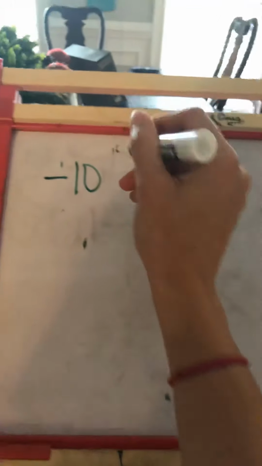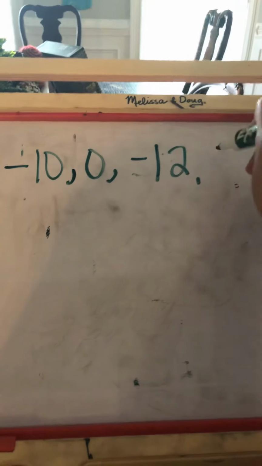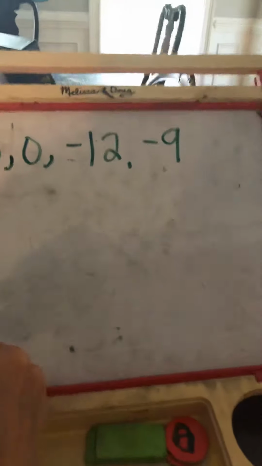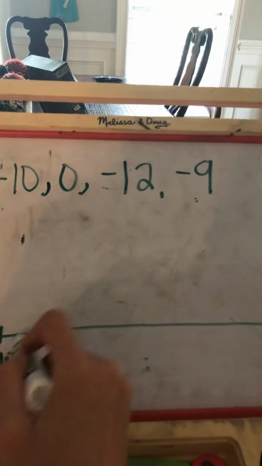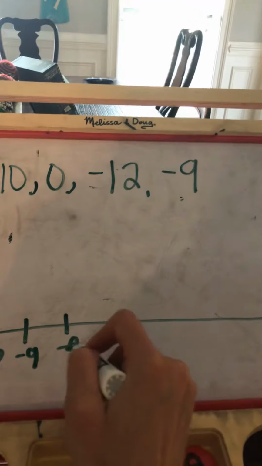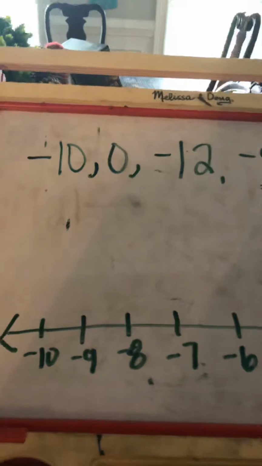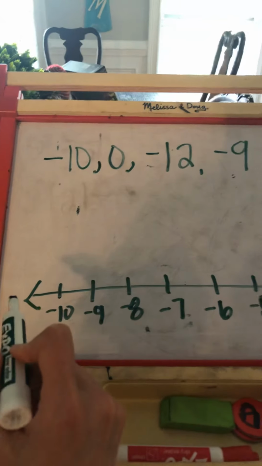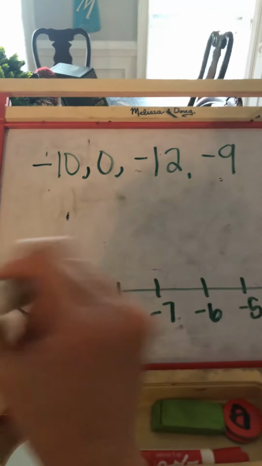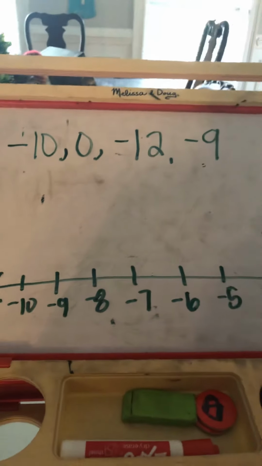So let's say I have the numbers -10, 0, -12, and -9. So again, on my number line right here, I'm just going to put -10, -9, -8, -7. Okay, and the further I go to the right, I get to 0. The further I go to the left, which would be where -12 would be out here somewhere, the smaller my numbers are getting. The further I'm going to the right, the larger my numbers are getting. So I'm going from least to greatest.